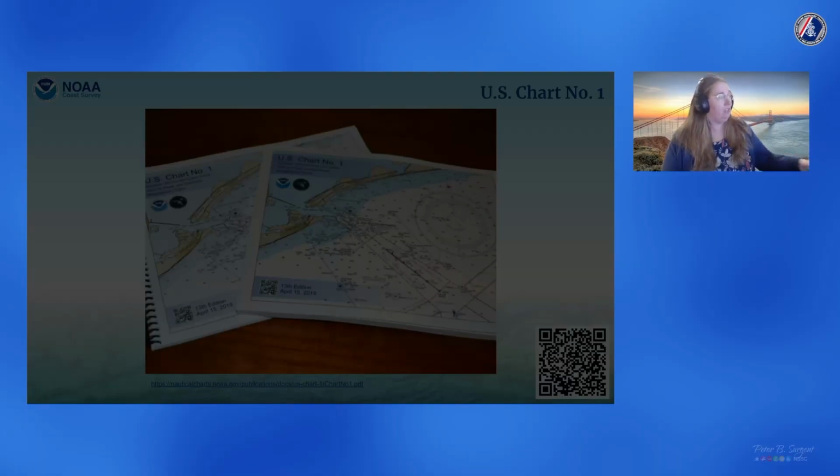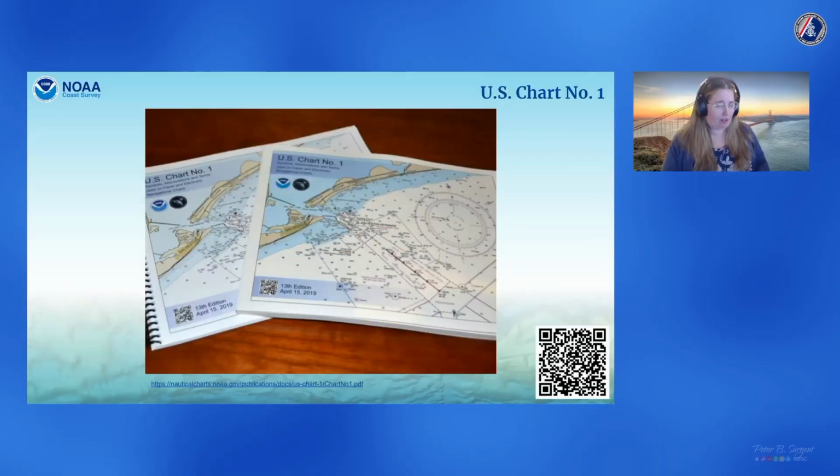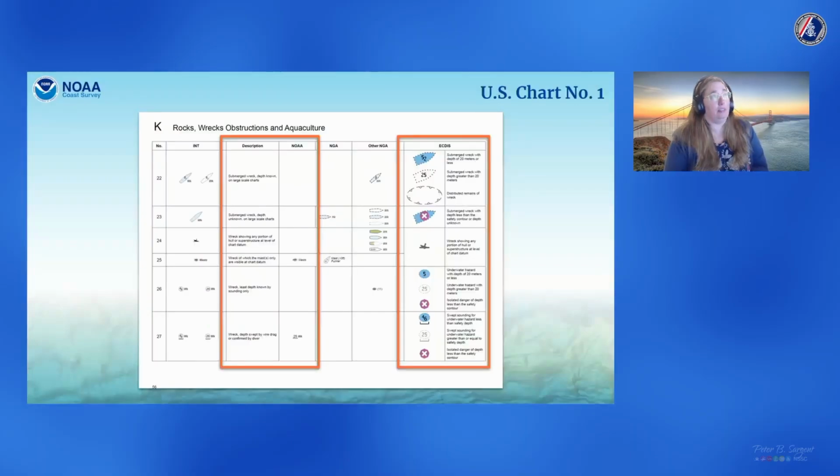So to understand what you're looking at, there is the US chart number 1, which is essentially the legend for NOAA paper and electronic charts. I have the URL on the bottom, and I also have a QR code if you wish to scan it here on the bottom right-hand corner. Just to cover the US chart number 1 and how it's used.